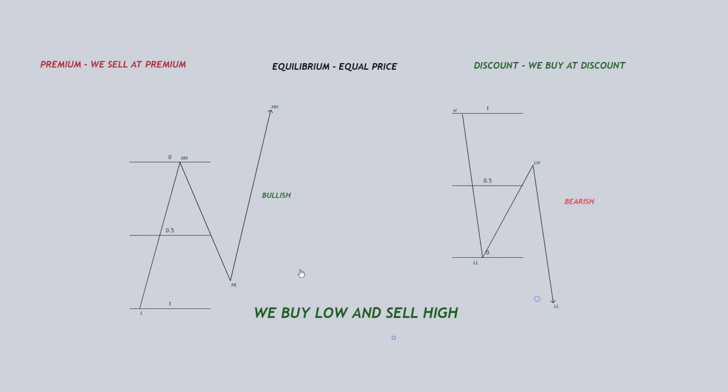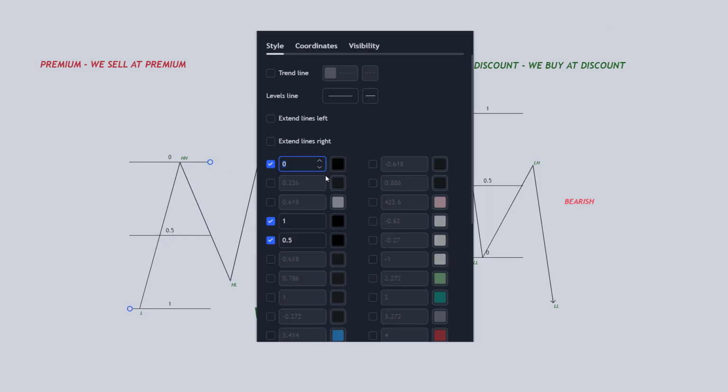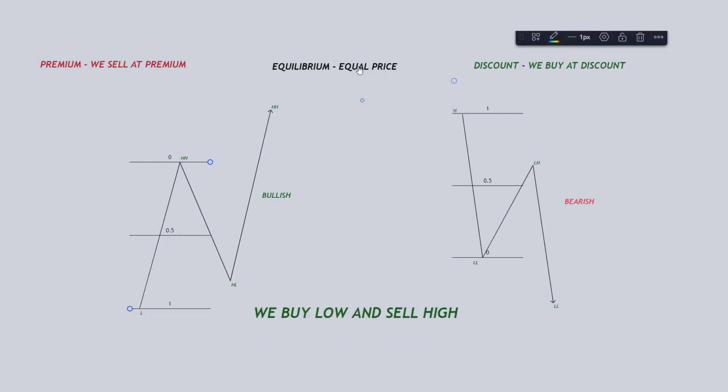Now that we know what type of structure we are in, we will grab our Fibonacci, and then from the low to the high, that's where we will mark our Fibonacci. This is just the basic Fibonacci settings, 0, 1, and 0.50. 0.50 is our equilibrium, which is the equal price of the range. So we're just gonna grab it from the low to the high.